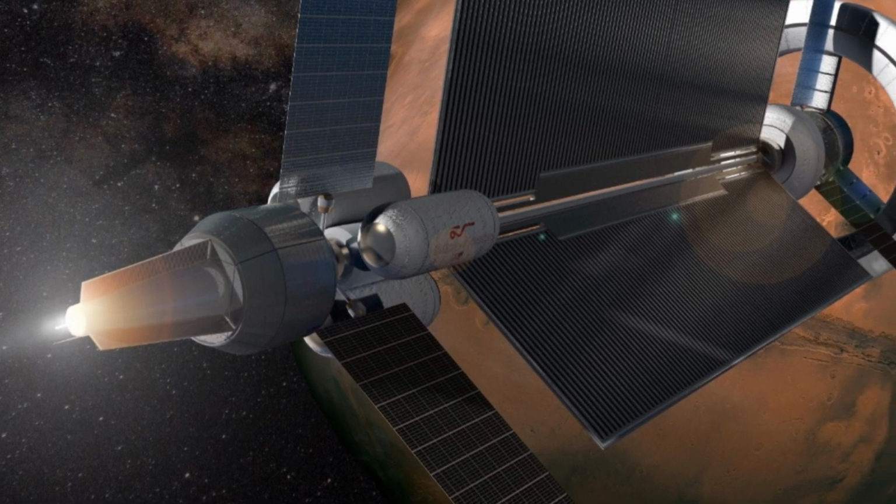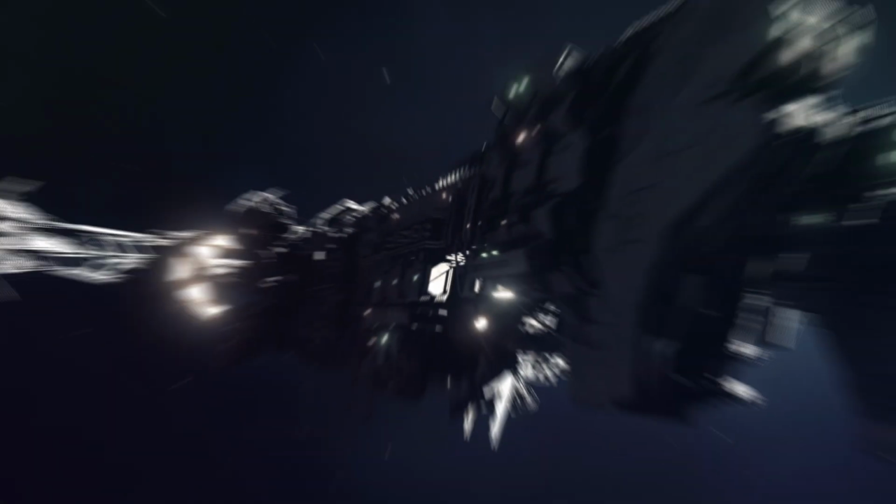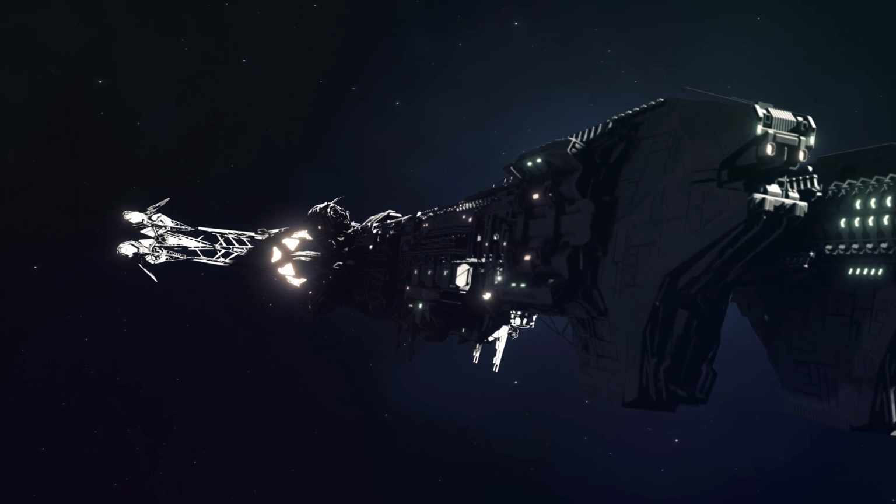This may not be the best solution for interstellar travel at this time. However, in the future we could see this being a huge advancement in space travel.